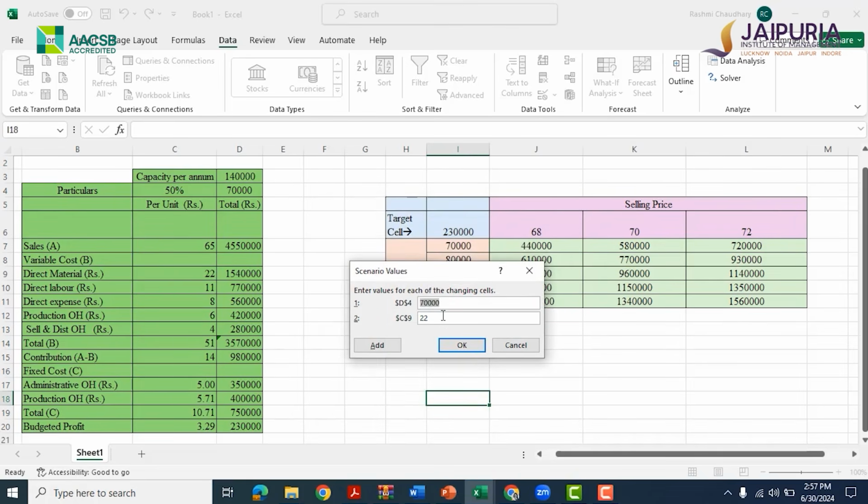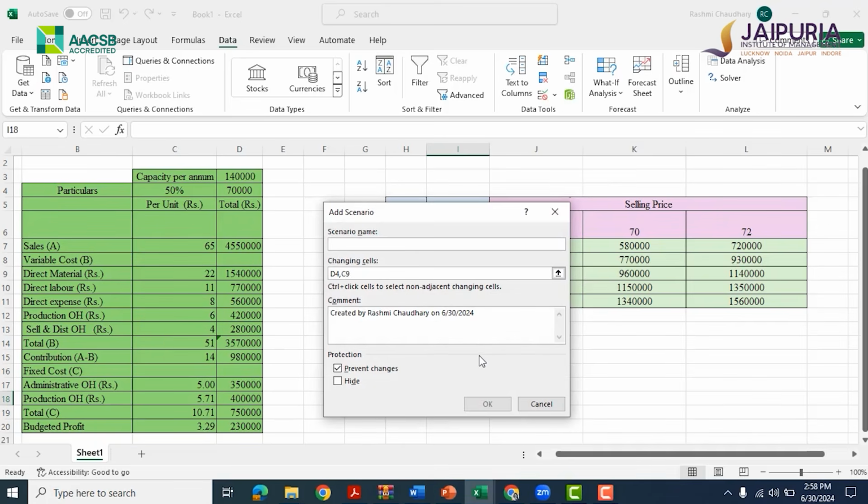Okay. So if the market conditions are good, then you will be selling more units, 1,10,000 units. Just assume. And further, the material price will be 24 rupees. So this is the first scenario. Let's go ahead and make another scenario, that is neutral market conditions.